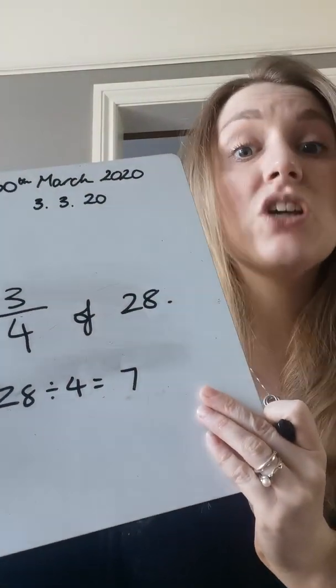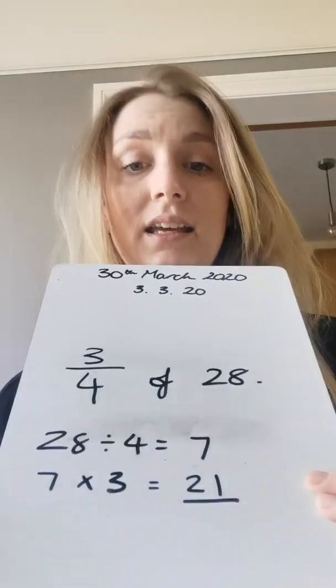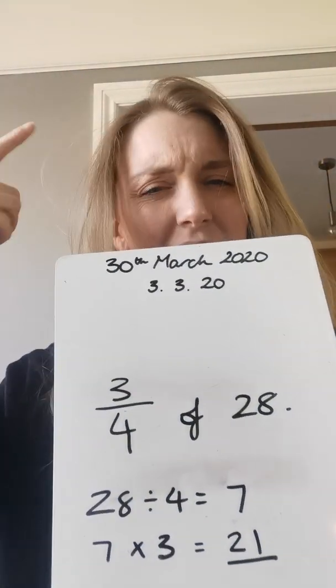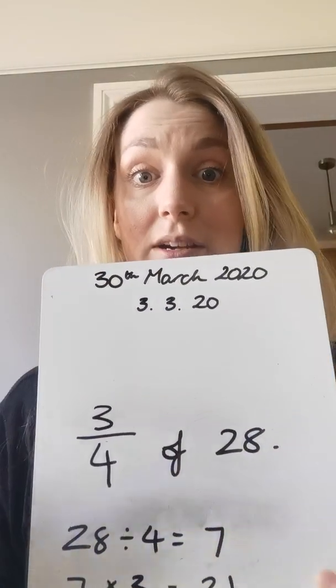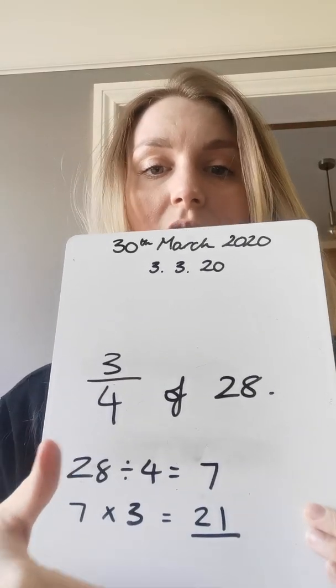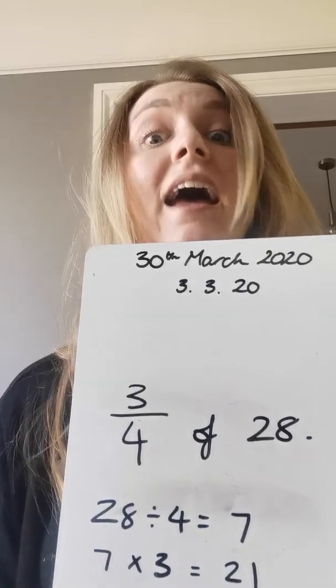Step 2, I then times the answer by the top. So I'm going to do 7 times 3, because I've worked out what 1/4 is, but I want to know what 3/4 is. 7 times 3: 7, 14, 21. So 3/4 of 28 is 21. You also have to have a bit of a think. Does that make sense? Because 3/4 is nearly a whole of the number. It's a lot of that number. And is 21 most of 28? It is, isn't it? So that will help you with task A.